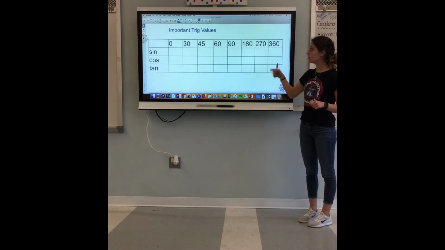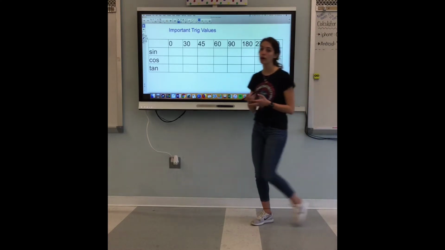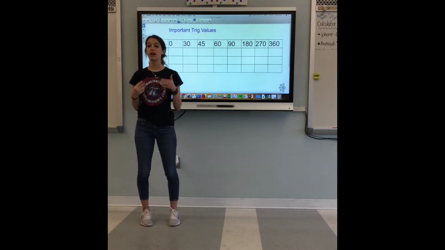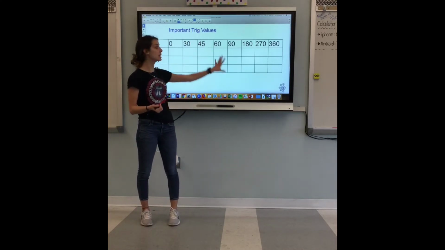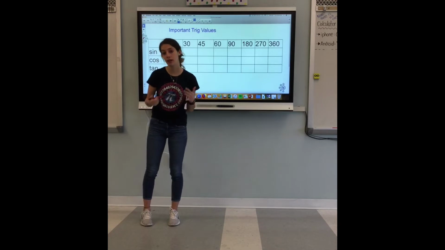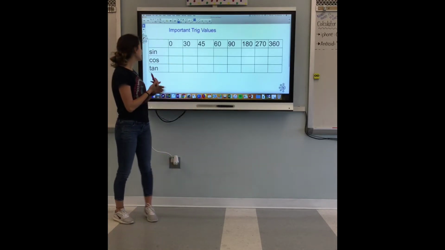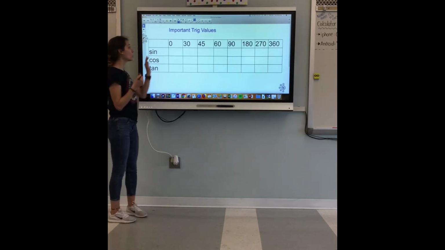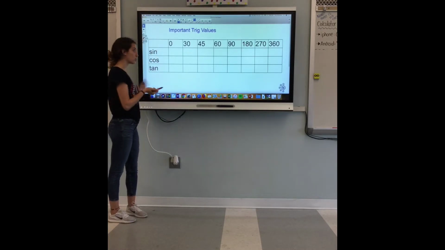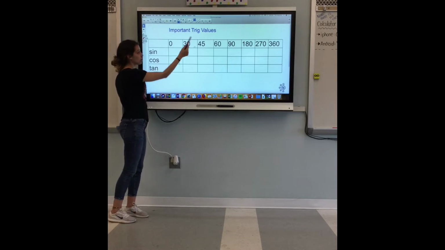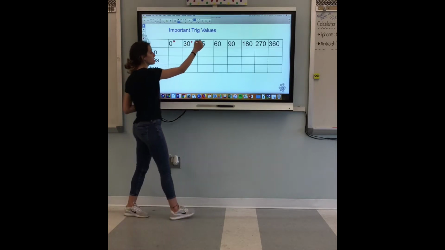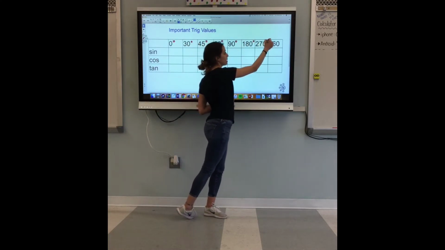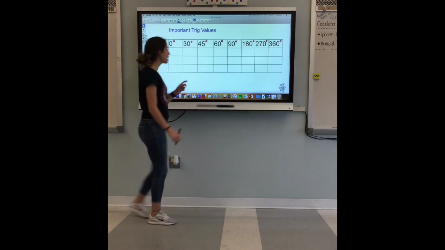Okay, so we are going to talk about these important trig values. Now, we are going to be using these trig values a lot. So this is a table that you may have to memorize, so I suggest you write it down. Now, there are ways to remember this, okay? So I'm going to show you some tips and tricks. To start, these are all degrees. So this is 0 degrees, 30 degrees, 45, 60, 90, 180, 270, and 360, okay?